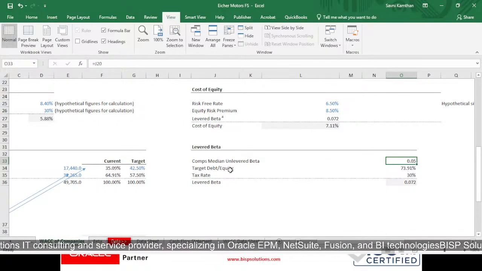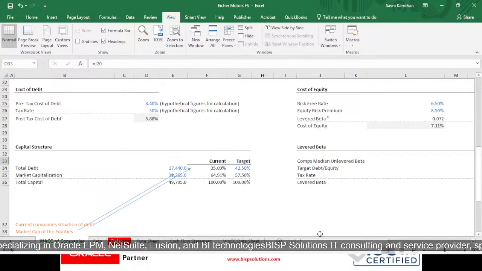Then target debt upon equity needs to be understood. Then after that, tax rate is 30%. So if I want to calculate my levered beta, I have to calculate my capital structure first of all. After cost of debt and cost of equity, you have to calculate capital structure, because in some places the data is missing, like levered beta and target debt upon equity.